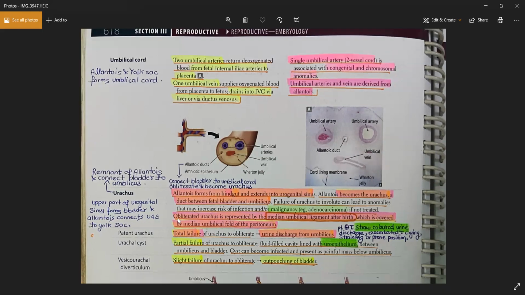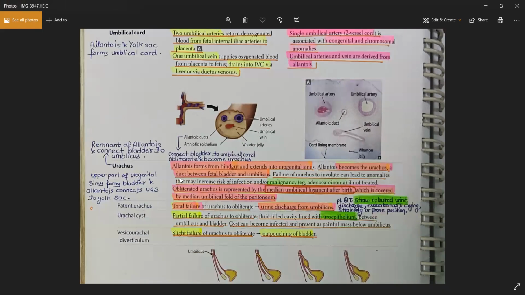Now, at the time of birth, this allantois, or this urachus, I must say, must be obliterated. You can see the obliteration in the normal patient. It will be present as the median umbilical ligament after the birth, and that is covered by the peritoneum. Now, if this obliteration does not happen, it can lead to multiple abnormalities. The first is the patent urachus, second is the urachal cyst, and third is the vesico-urachal diverticulum.